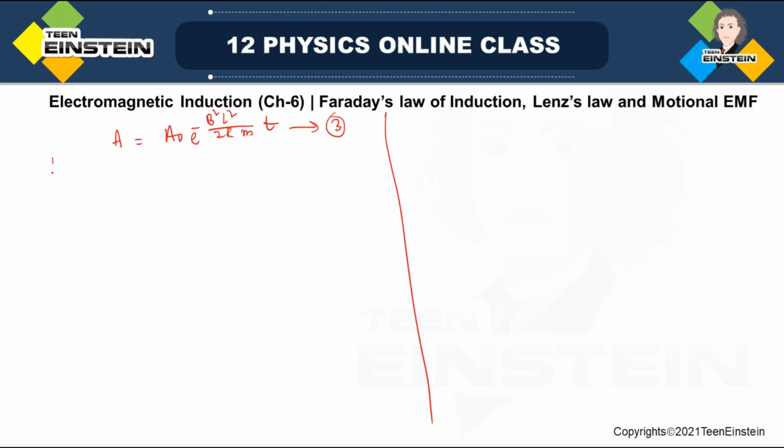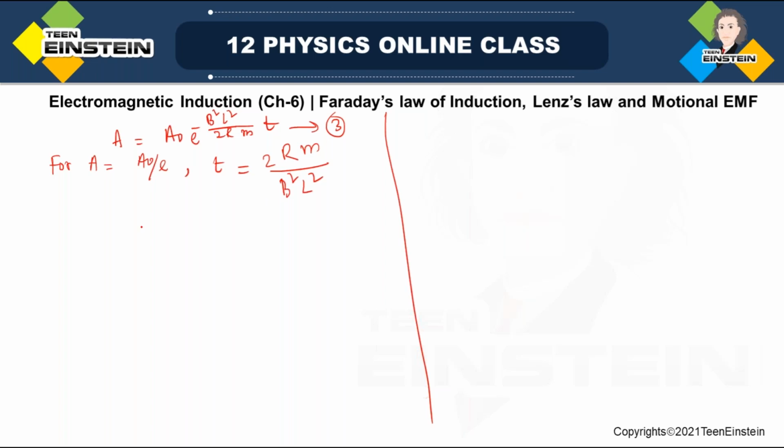So look, for A is equal to A0 by e, T has to be equal to 2Rm, that means this power has to be 1. So that's why T has to be 2R into M divided by B square L square. So you are basically finding out the time when the amplitude becomes A0 by e. So that time you are finding.